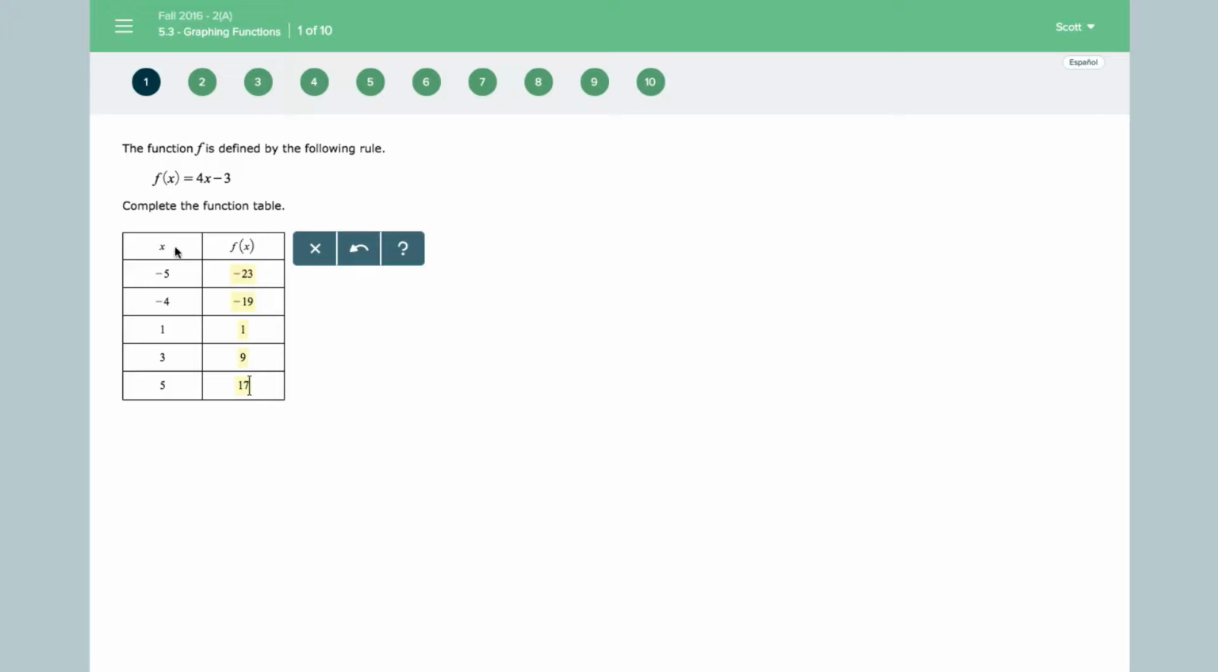So all you're doing is taking x and putting x, whatever it happens to be, one at a time, right in there for x, and then solving. So that's all you have to do for number 1.